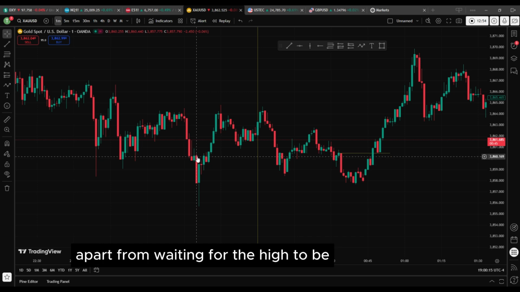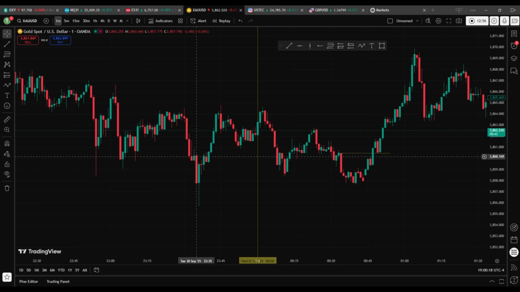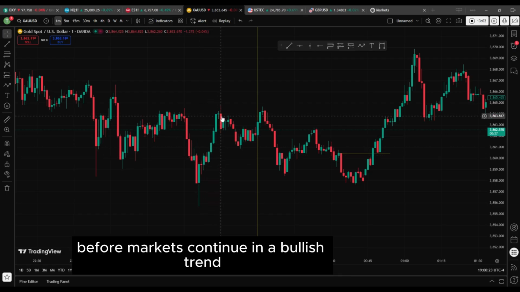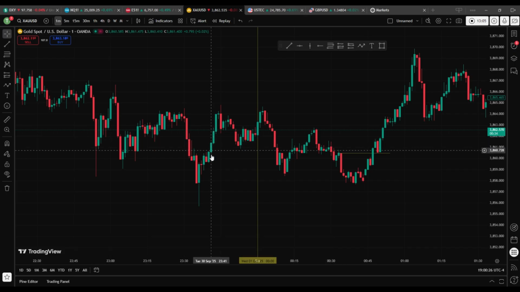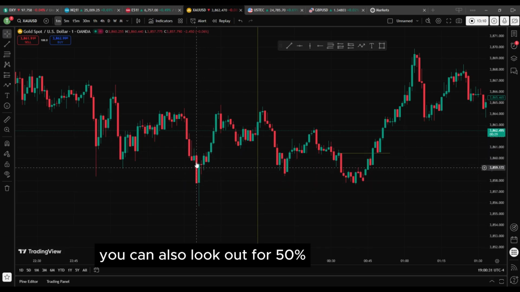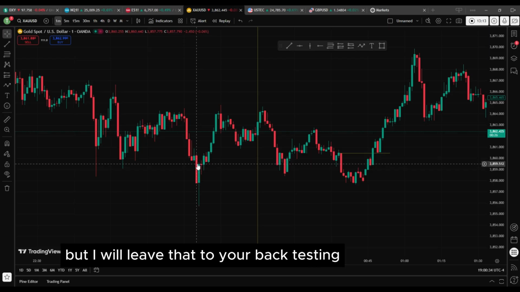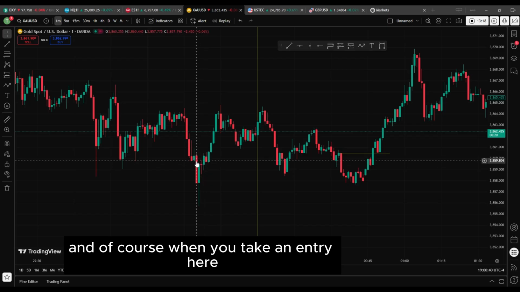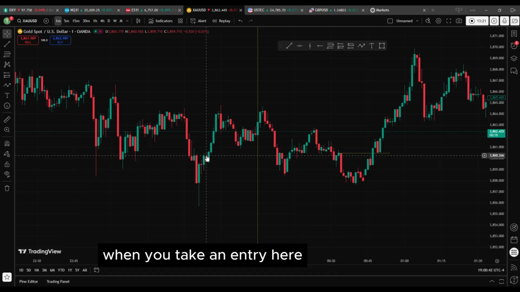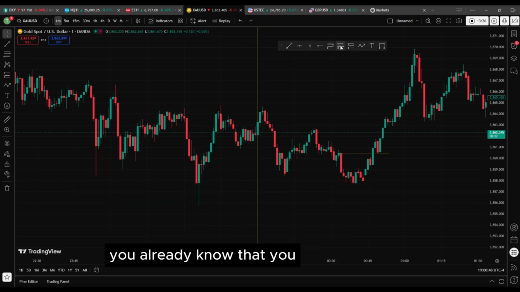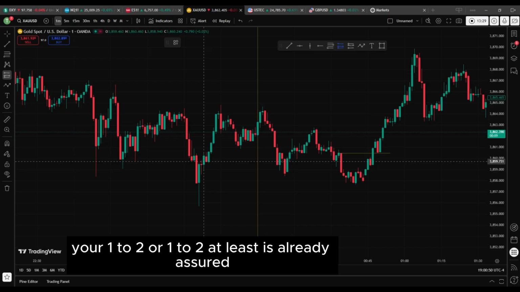Apart from waiting for the high to be tapped into before the market continues in a bullish trend, you can also look out for 50% of this range from the point where it took the dip. You can also look out for 50%, but I will leave that to your backtesting. By the time you do backtesting, we see how many times the market delivered. And of course, when you take an entry here, from this point to this point, you already know that at least 1 to 2 is already assured.